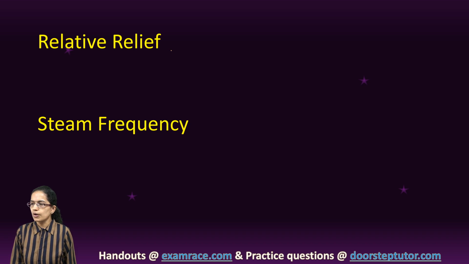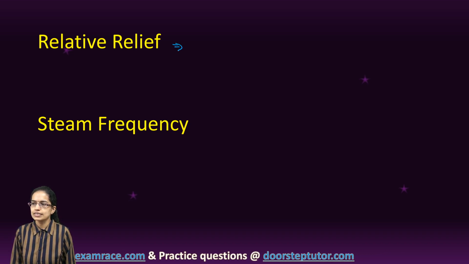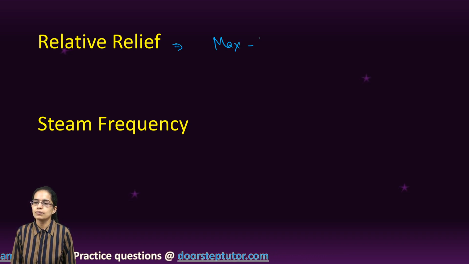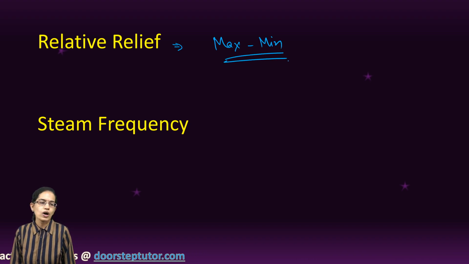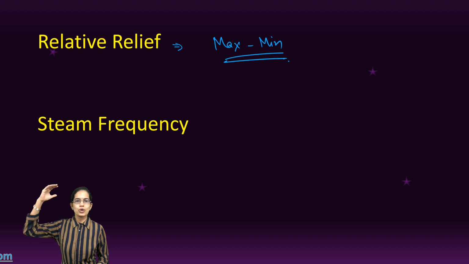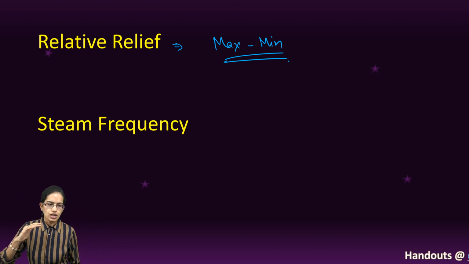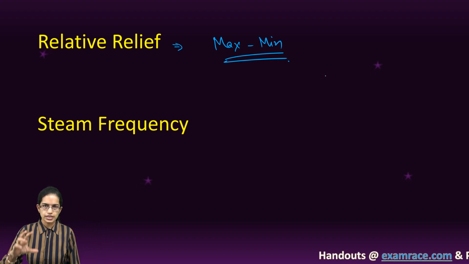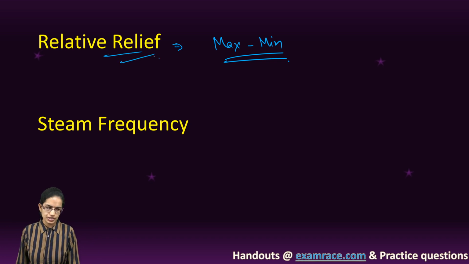Now when we talk about relative relief, I can simply say it is the difference of the maximum minus the minimum, or the actual variation in the height that occurs on the ground. So you have the highest elevation versus the lowest elevation in each of the grids, and that would be the relative relief of that region.